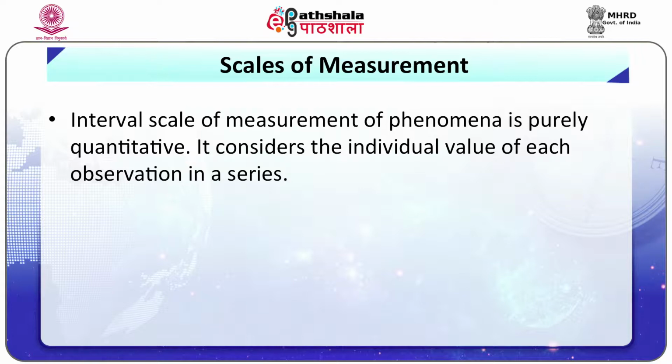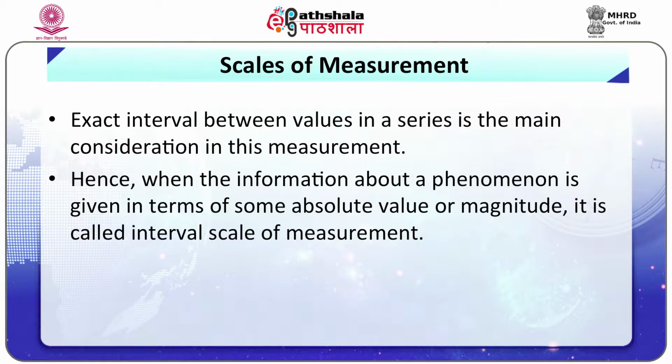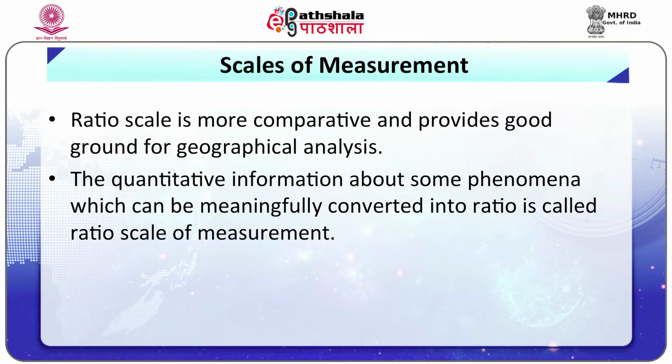Interval scale of measurement of phenomena is purely quantitative. It considers the individual value of each observation in a series. The exact interval between values in a series is the main consideration in this measurement. Hence, when the information about a phenomenon is given in terms of some absolute value or magnitude, it is called the interval scale of measurement. Ratio scale is more comparative and provides good ground for geographical analysis.